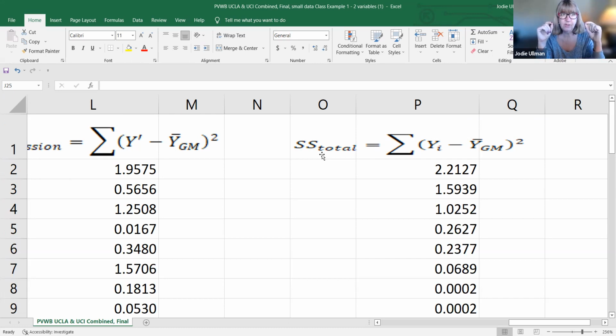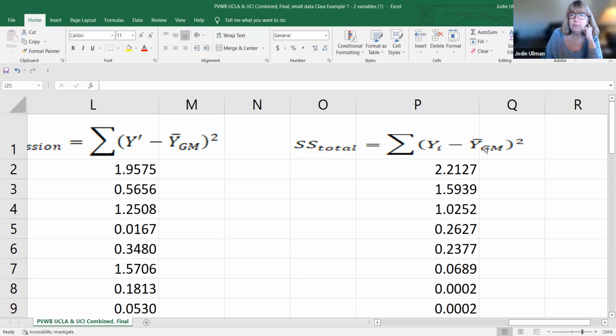That same logic holds true here, in that we're going to partition the sum of squares total into the sum of square deviations due to regression, so the explainable, and the sum of squares residual or error. So first, let's talk about just calculating the sum of squares total, the total deviation.